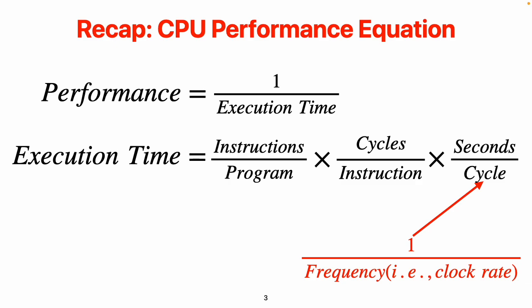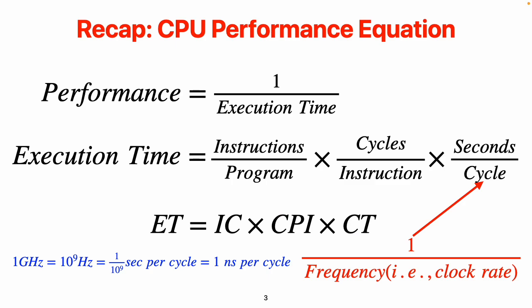So that's why we also put a note here. If you only have the frequency, don't panic. You can still calculate your performance by taking 1 over the frequency, your clock rate. And typically, 1 gigahertz means 1 nanosecond per cycle. That's because most of our processors right now are at the gigahertz level.